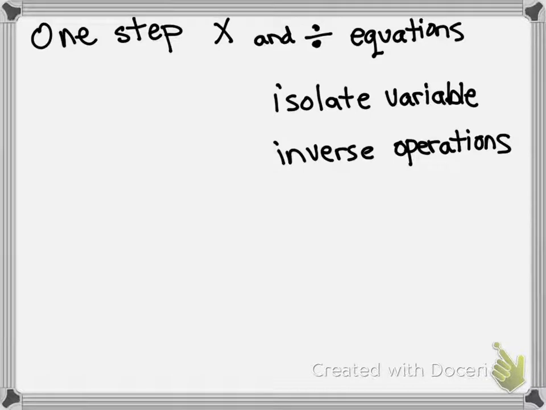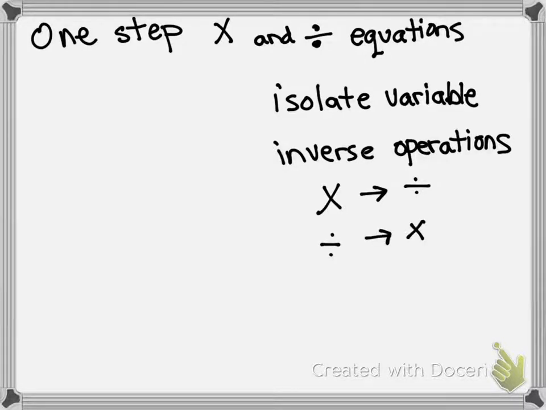This video reviews how to solve one-step multiplication and division equations. Just like in addition and subtraction equations, first we must isolate the variable on one side of the equation by itself. To do this, we use inverse operations. So if the equation asks us to multiply, we are going to instead divide. And if it's a division equation, we're going to multiply instead.